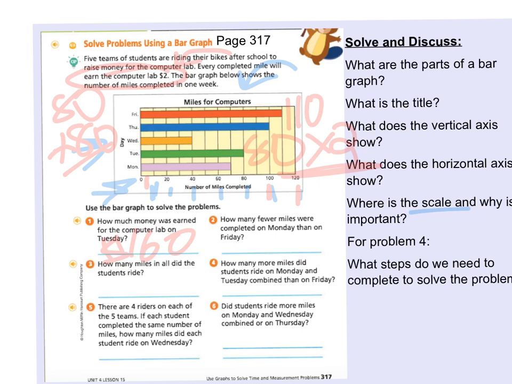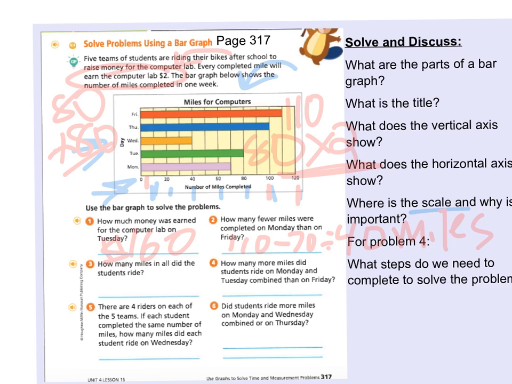How many fewer miles were completed on Monday than on Friday? So Monday looks like 70 miles. Oops, I'm guessing I'm gonna have to subtract that one, so I'm writing it in the wrong spot. Well, let's just double check, because I know Monday's less than Friday. So Friday is 110, and then I'm gonna subtract the 70 from Monday. So on this one, I would actually count up. So I know 70 and 30 is 100. So 30 plus 10 more is 110. So that would be 40. So how many fewer miles? 40 miles. Which doesn't seem like a lot, but times 2, that'd be $80.